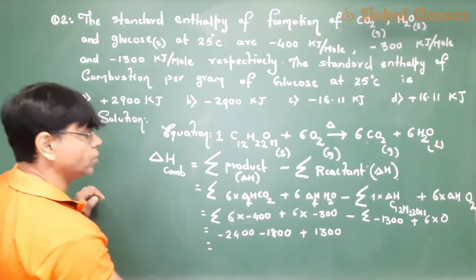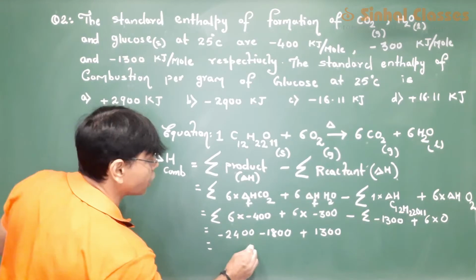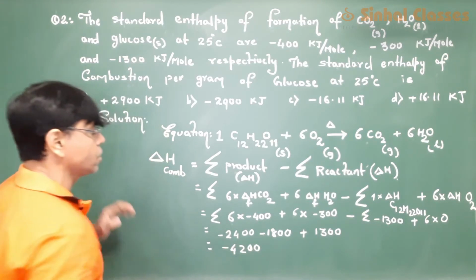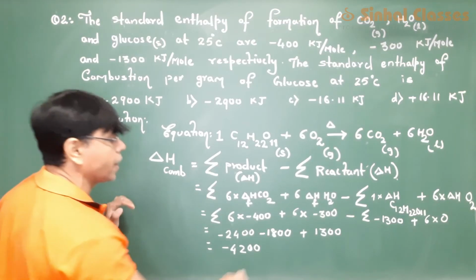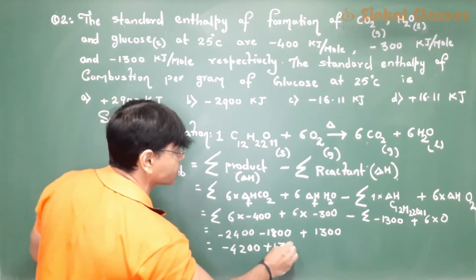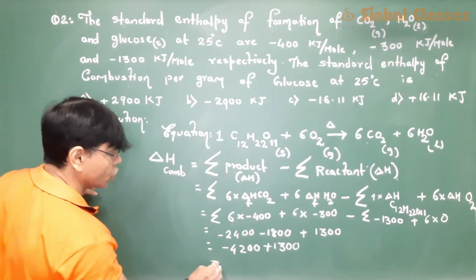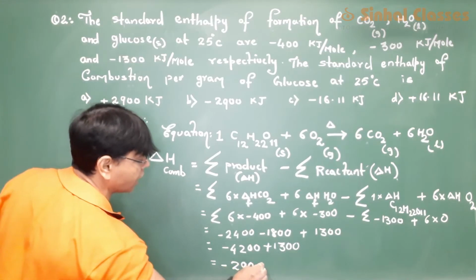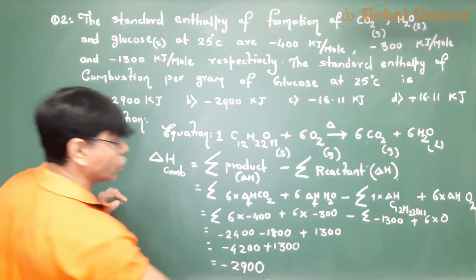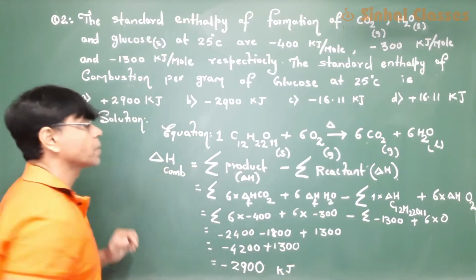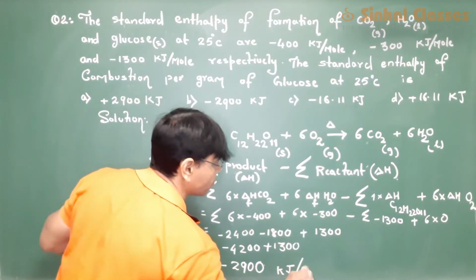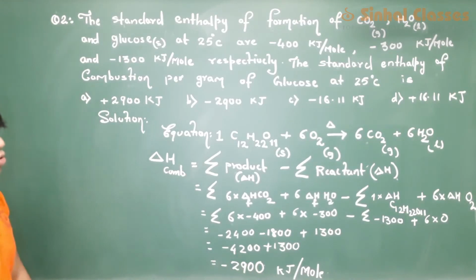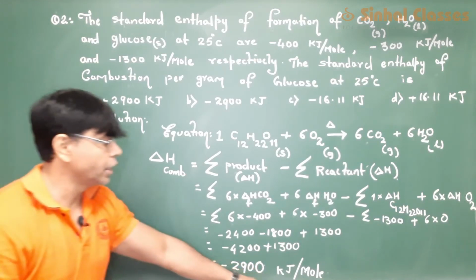So this will now be minus 2400 minus 1800 plus 1300, minus 4200 plus 1300. So when you subtract it, you get minus 2900 kilojoules per mole of glucose. So you get it per mole of glucose. Do remember, it is per mole.